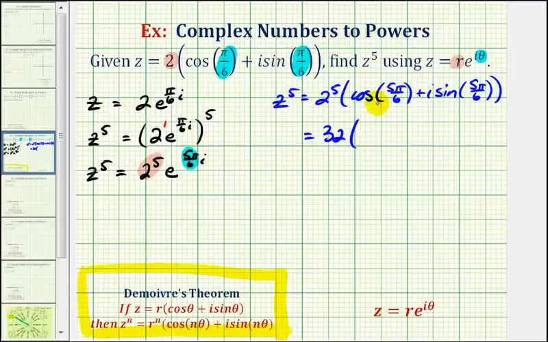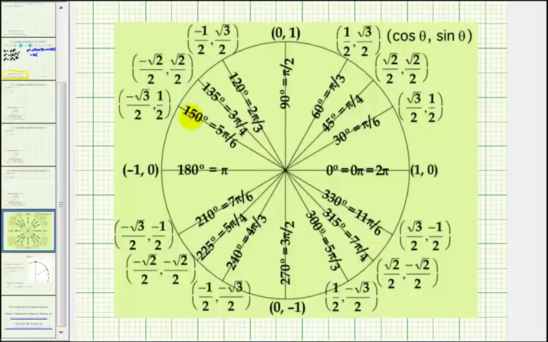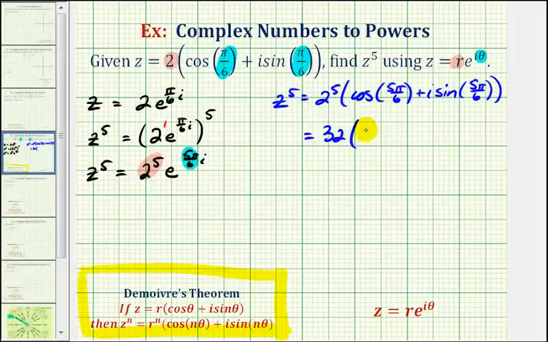Let's go ahead and use the unit circle to find the value of cosine 5 pi over 6 and sine 5 pi over 6. Here's 5 pi over 6 radians. So the cosine function value is negative square root 3 divided by 2, and the sine function value is 1/2. So we have negative square root 3 divided by 2 plus i times 1/2, or 1/2 i.